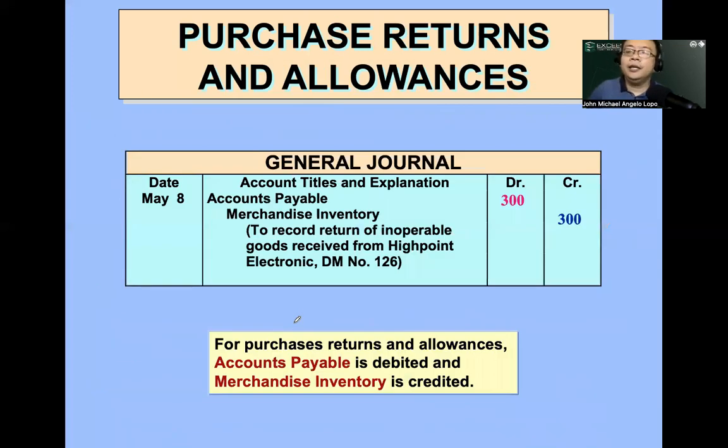Class, please take note of the purchase returns and allowances, no? Again, you record pa din as merchandise inventory, okay? And you have here your cost, your accounts payable. For the purchase returns and allowances, accounts payable is debited and inventory is credited. Halimbawa, if it is a periodic inventory system, of course, the account here is purchase returns and allowances. Yan ha. Hopefully, naintindihan, class.